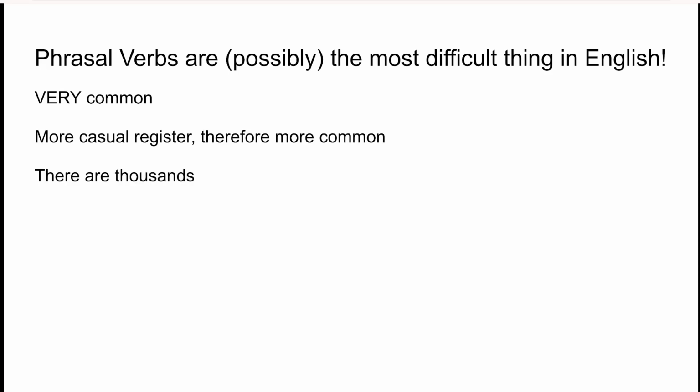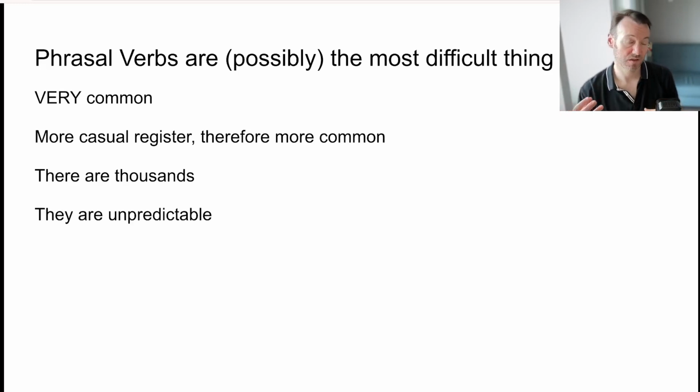There are thousands and thousands of phrasal verbs. They are unpredictable, which means: go off, go out, go through. It's very difficult to actually predict what the last word is going to be. So quite often you just have to learn them through experience or through actual study. So yeah, they're quite unpredictable.